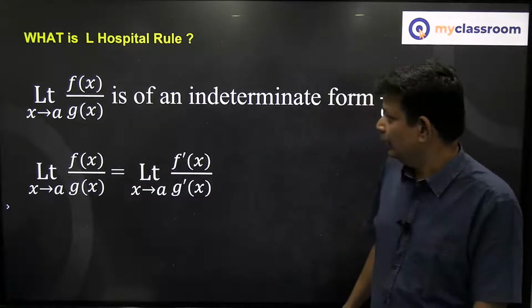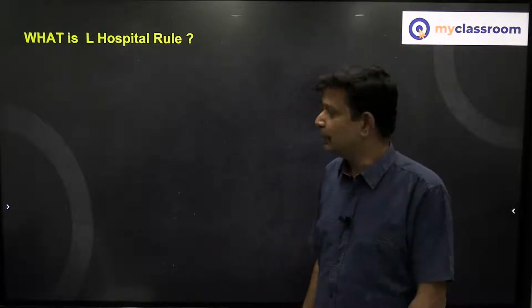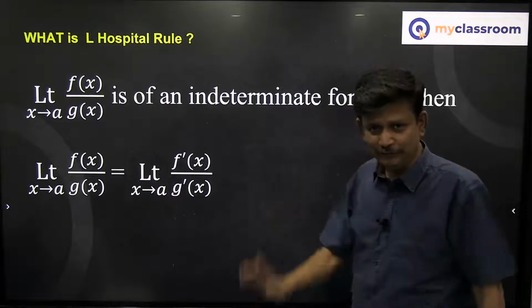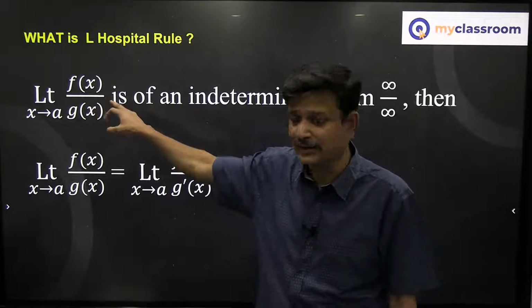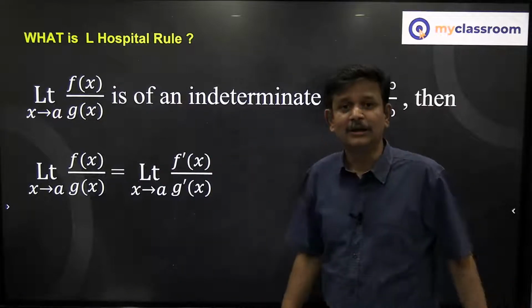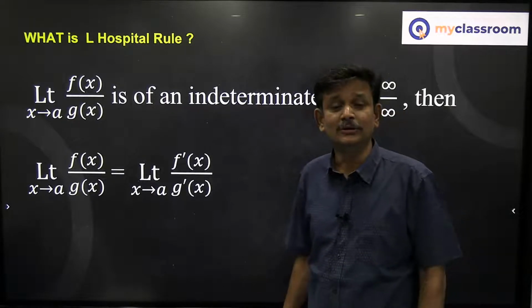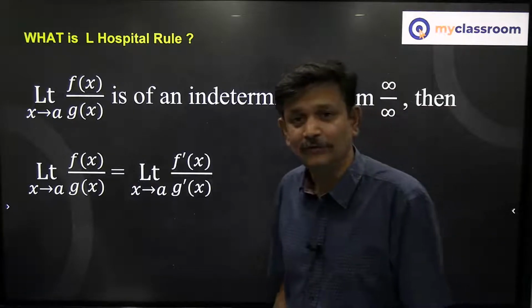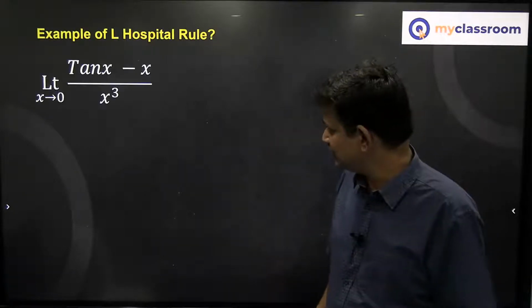This is also applicable not just in 0 by 0 form, but also in infinity by infinity form. So even as x tends to a, if f of x tends to infinity and g of x tends to infinity, then also you can apply L'Hospital rule. I'll tell you a small example before getting into where L'Hospital rule fails. Let us see how L'Hospital rule works through this example.